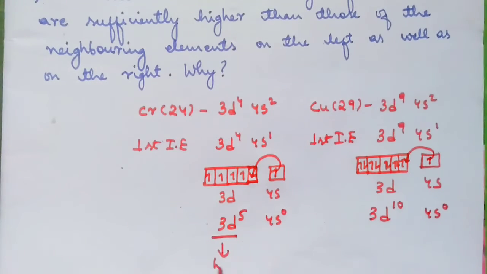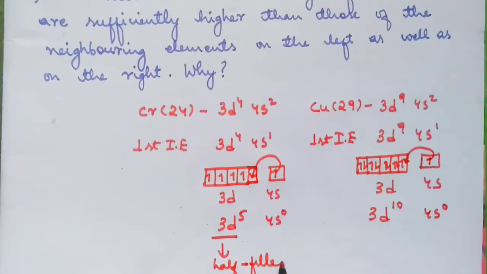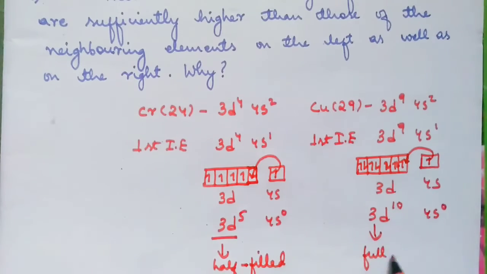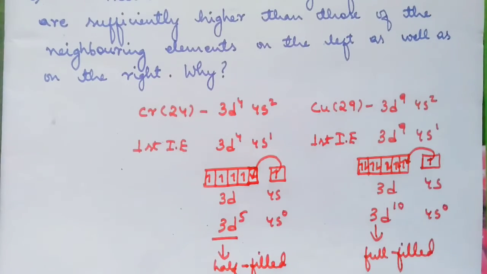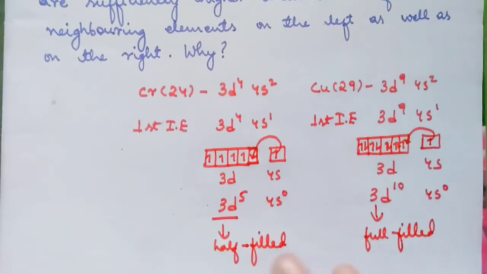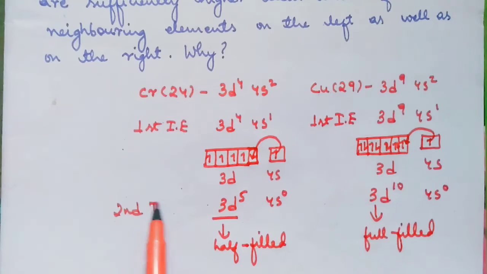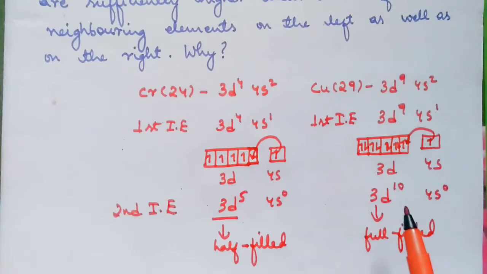Then just have a look. This one is a half-filled d orbital. This one is a full-filled d orbital, and we know that half-filled and full-filled orbitals are stable. So in order to remove electrons from these half-filled and full-filled d orbitals, it becomes very difficult. That's why the second ionization energies for chromium and copper are sufficiently higher than those of the neighboring elements on the left as well as on the right. Okay, I hope you have understood about this one. That's all. Thank you.